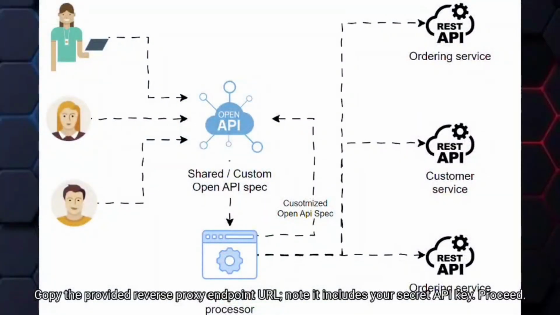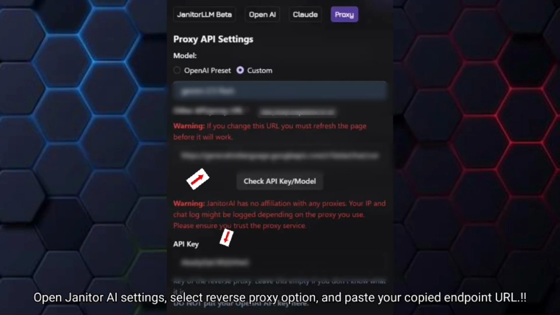Copy the provided reverse proxy endpoint URL. Note it includes your secret API key. Proceed. Open Janitor AI settings, select reverse proxy option, and paste your copied endpoint URL.